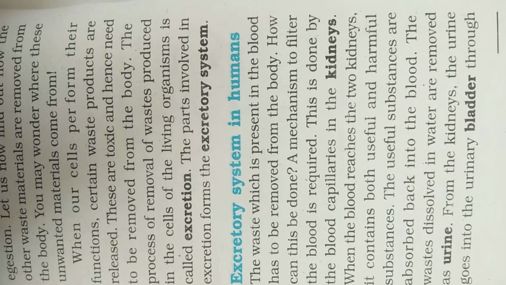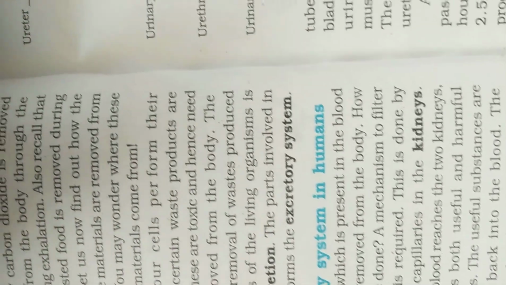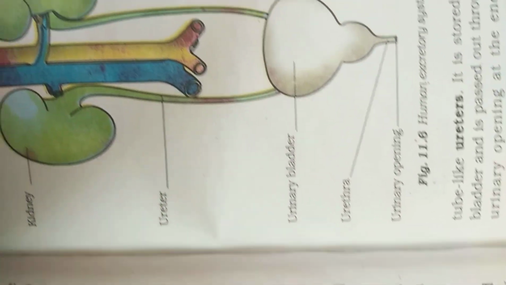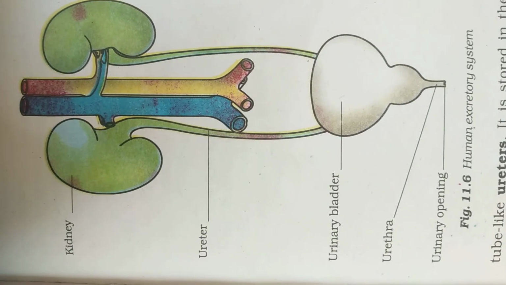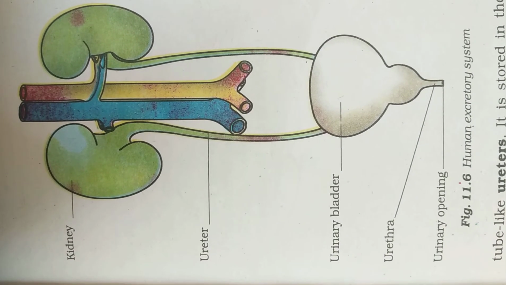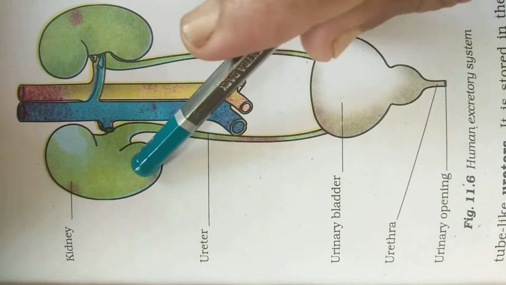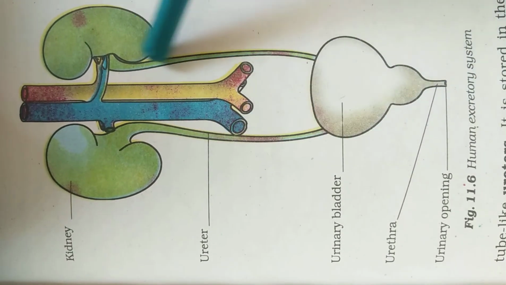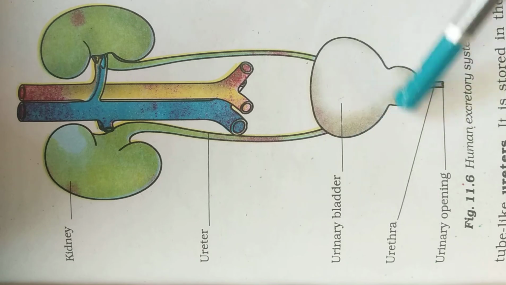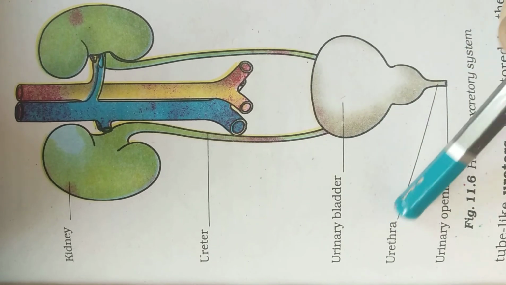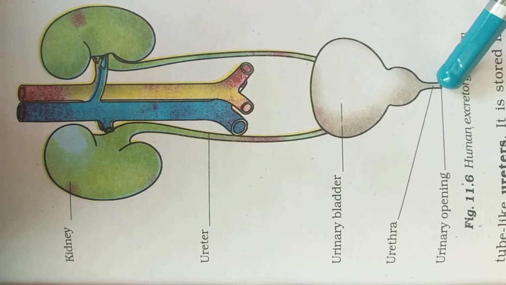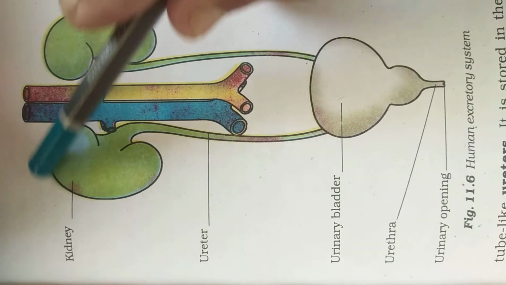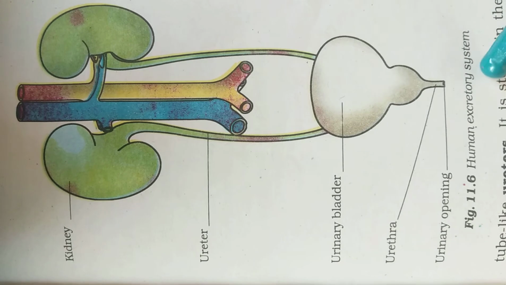I will show you the figure. Ureter, then bladder. See, this is the human excretory system. First, these are the two kidneys. Then these tube-like structures are the ureters. This is the urinary bladder. Then this is the urethra, and the last is the urinary opening. So this is the figure of the excretory system.